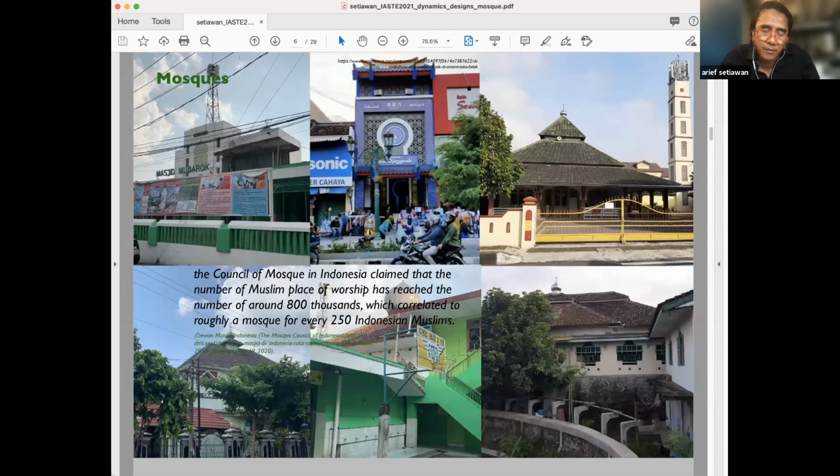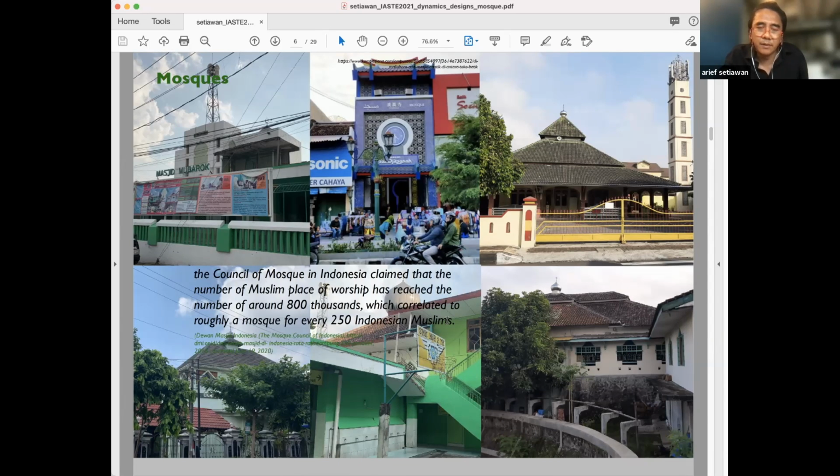Nowadays, the mosque is very ubiquitous in the Indonesian landscape, urbanscape, and outside the cities, everywhere. Of course, statistics in Indonesia are very unreliable, but at a visual glance, every few hundred meters, we could see a new mosque springing up everywhere. Right? And the Council of Mosques Indonesia claimed that the number of Muslim worship places in Indonesia has now reached around 800,000, which is roughly one mosque for every 250 Indonesian Muslims.